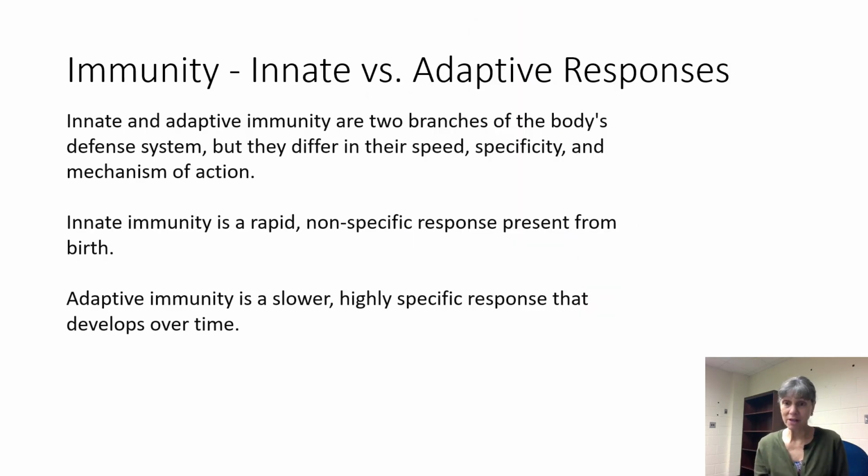When it comes to immune responses, we have two different types: innate immunity and adaptive immunity. Those are the two main branches of our defense system in our body. However, they differ in terms of how quickly they can respond, how specific the response is, and the mechanism of action in response. Innate immunity is very rapid, non-specific, and there from birth, whereas adaptive immunity is a slower response, highly specific, and develops over time.